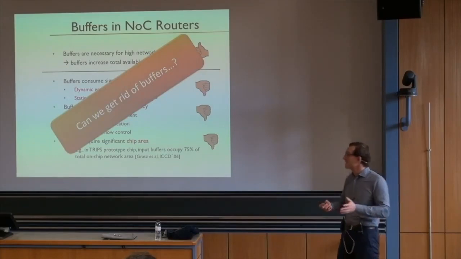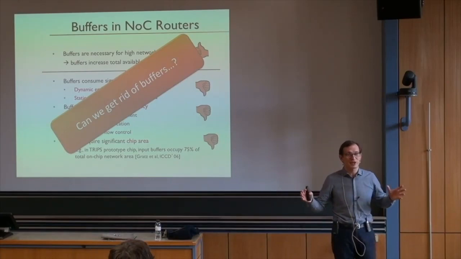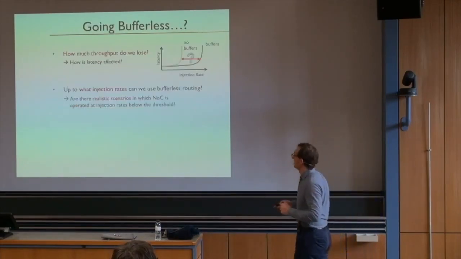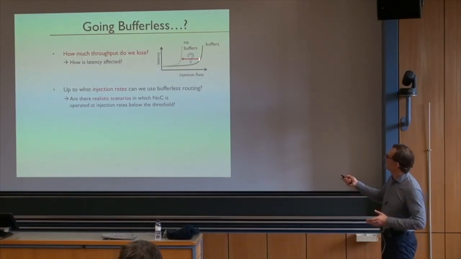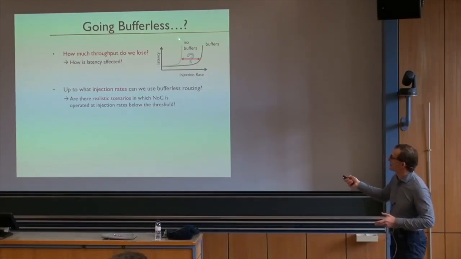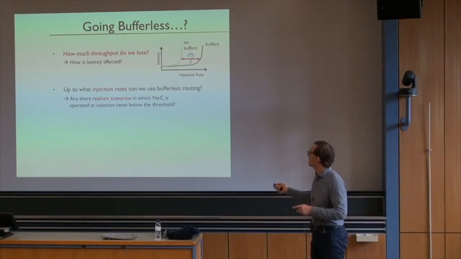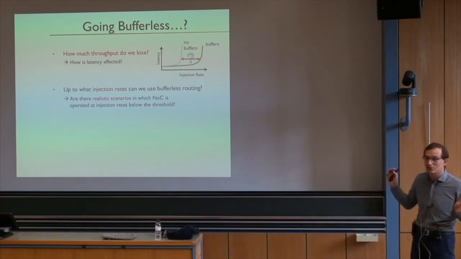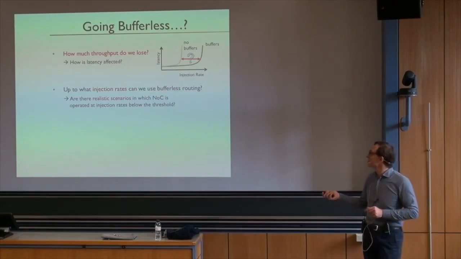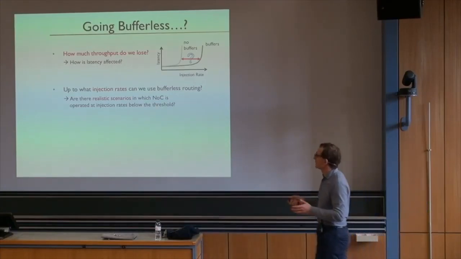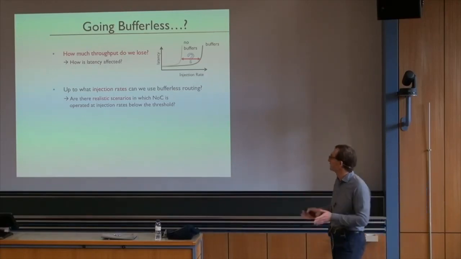Basically, it's an old idea, but surprisingly a lot of works assumed buffers without questioning that assumption for a long time. So we wanted to question that assumption. The first thing to ask is, okay, we have buffers, the curve looks like this. We have no buffers, the curve looks like this. We know that the curve will be different, but how much different? How much throughput do we lose? How is latency affected if we go bufferless? Up to what injection rates can we use bufferless routing? And are there realistic scenarios in which, in a network on chip, you operate below those injection rates that are reasonable for bufferless routing?